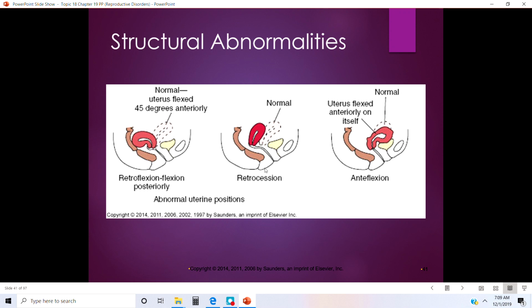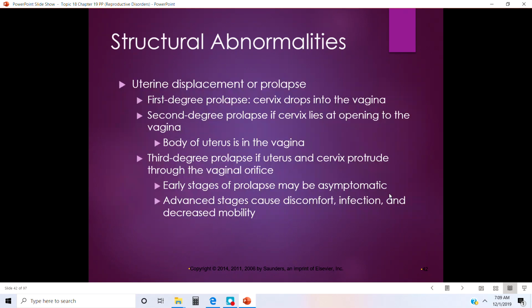Retrocession would be like just taking your chair and pushing it straight backwards. So you can see the distance between, say, where the bladder is and the uterus is increased. So that's just called retrocession. And then anteflexion is where the uterus is tipped too far forward. Okay, so those are the positions of the uterus, the possibilities. Let's take a look at something known as prolapse or uterine displacement.